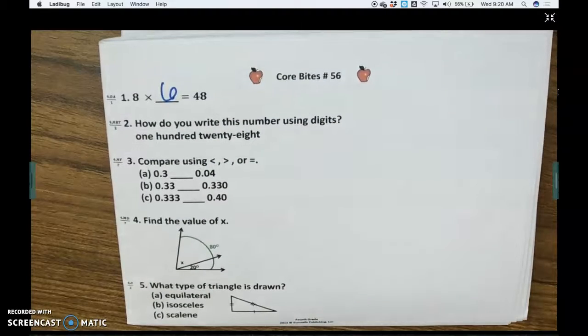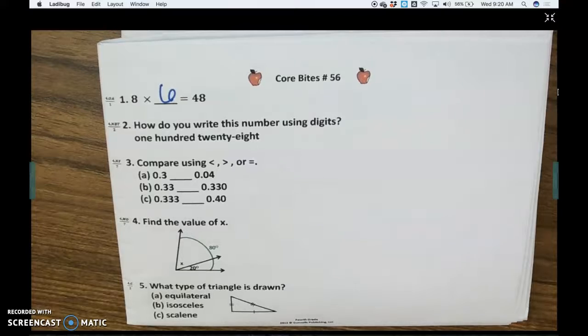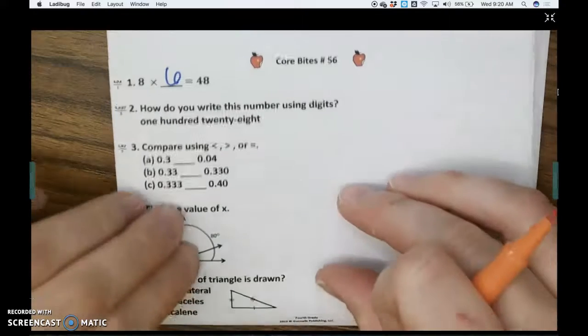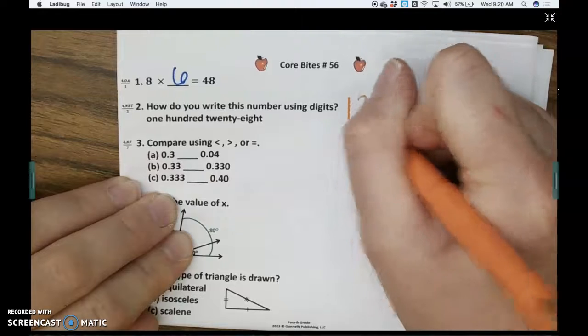For number 2, how do you write this number using digits? So you read it 128. So you would write it 128.